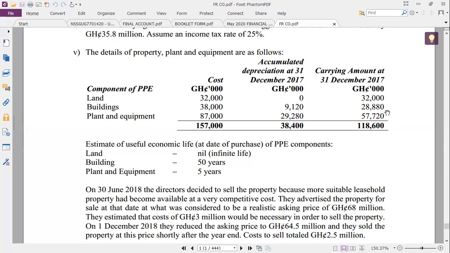But however, take note, there is a special type of land that we depreciate. What type of land? We call it leasehold land. Freehold land, we don't depreciate them. But leasehold land, we depreciate leasehold land. The land that you have leased or rented for some period of time, that one can be depreciated. Why? Because you are going to use it for some time. It will not be with you forever. Good. Now let's move on.